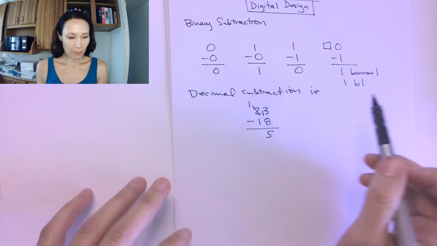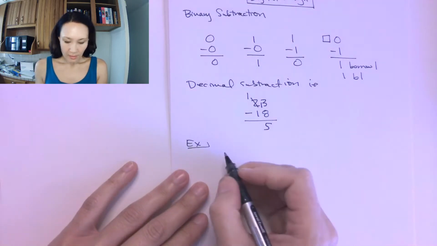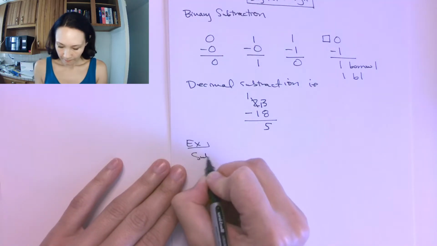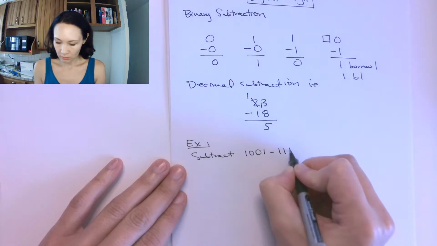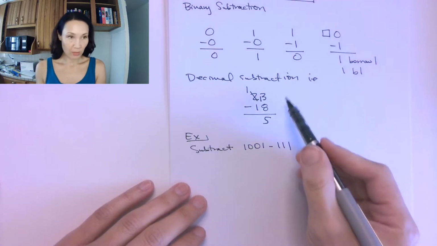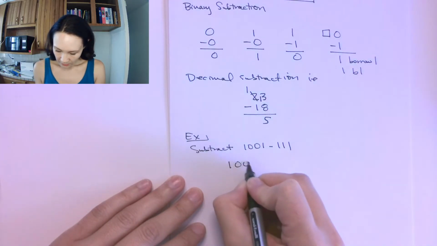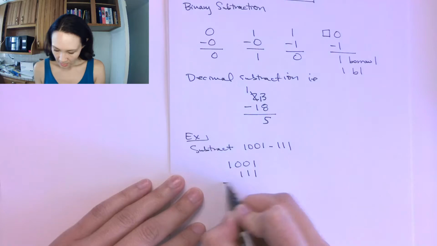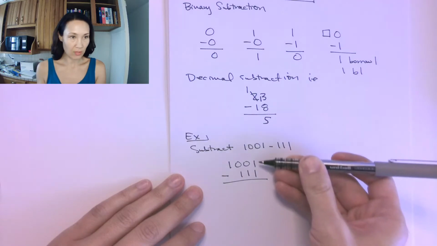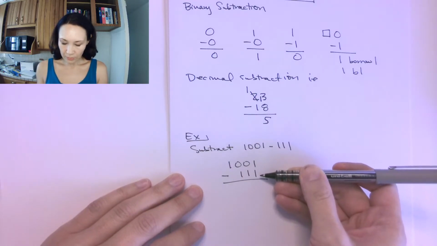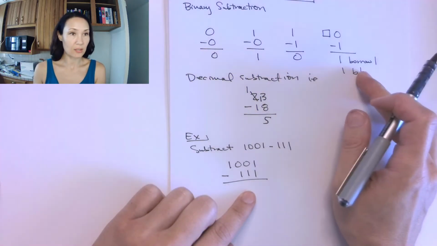So let's see an example of how this works with a bigger number. So let's subtract 1, 0, 0, 1 and 1, 1, 1. Okay, great. So what we're going to do is we're going to stack them up just like we would do if we were doing a subtraction problem in decimal. 1, 0, 0, 1, 1, 1, 1, and subtract. Make sure to right justify, so make sure that the least significant bits of both numbers are lined up.